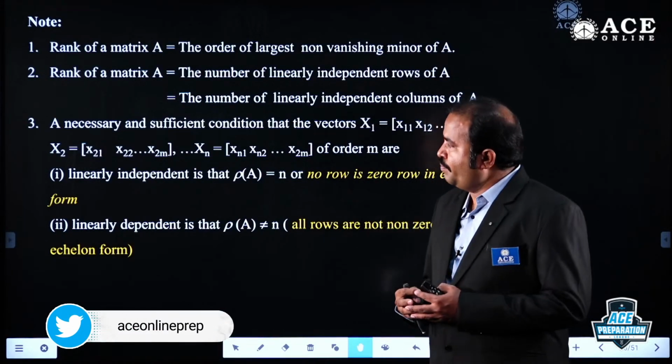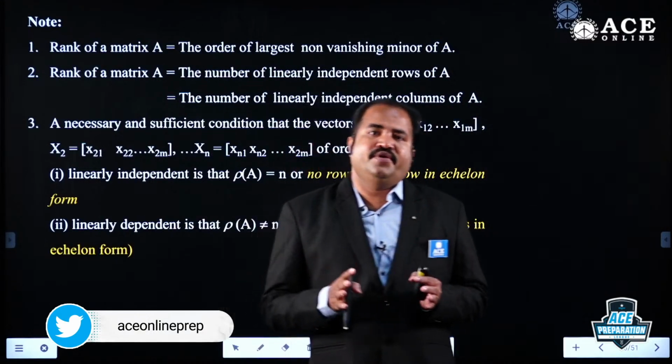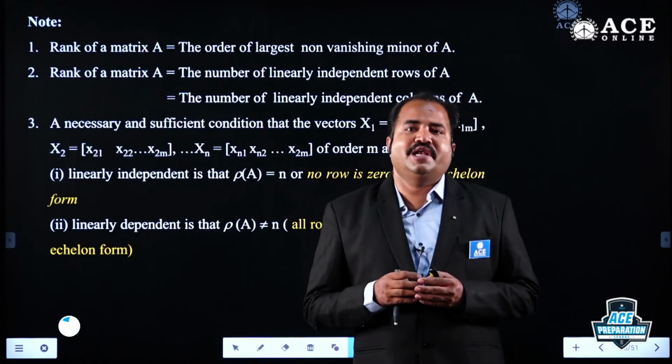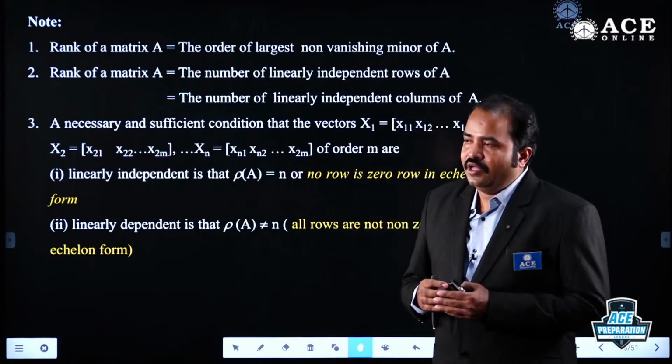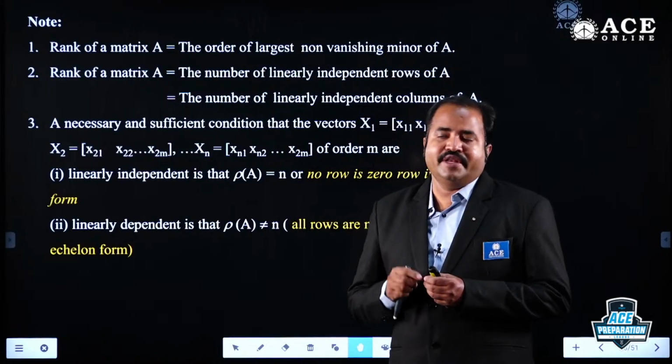This is another definition. And the necessary and sufficient condition to verify whether the given set of vectors are linearly independent or dependent, right? So how do we verify whether the given set of vectors are independent or dependent? Very simple.